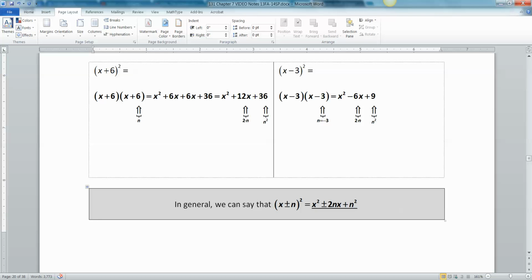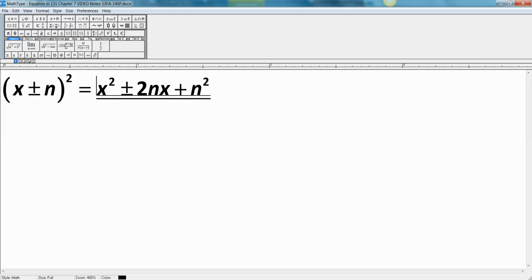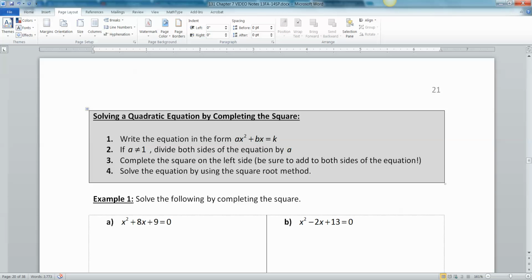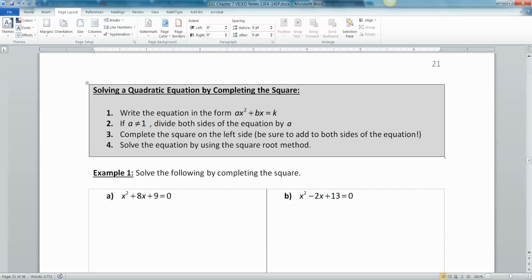So that's what a perfect square trinomial looks like. That's what those are called, a perfect square trinomial. Trinomial because it's got three terms, first, second, third. Perfect square because it's made from squaring this little binomial thing right here. Okay. All right, so now we're going to use that to solve by completing the square.